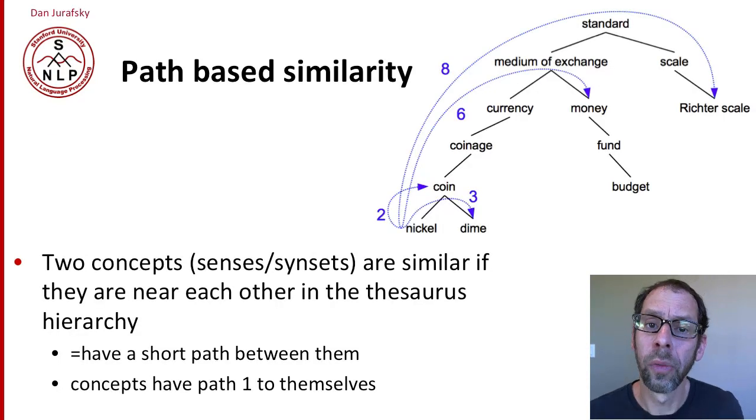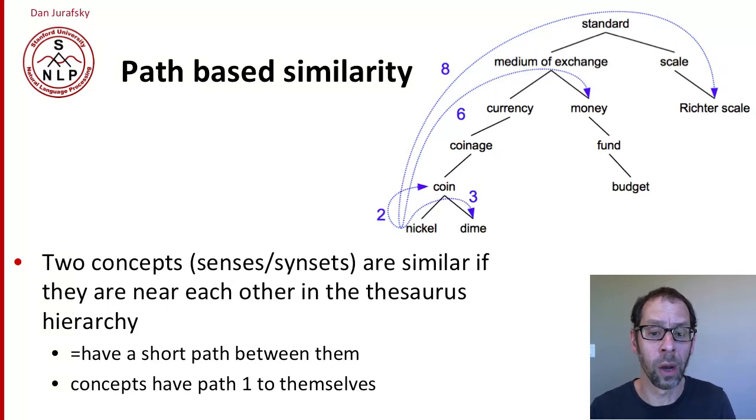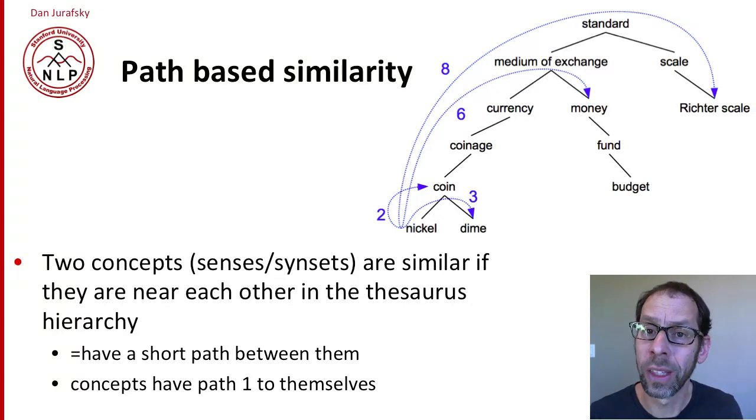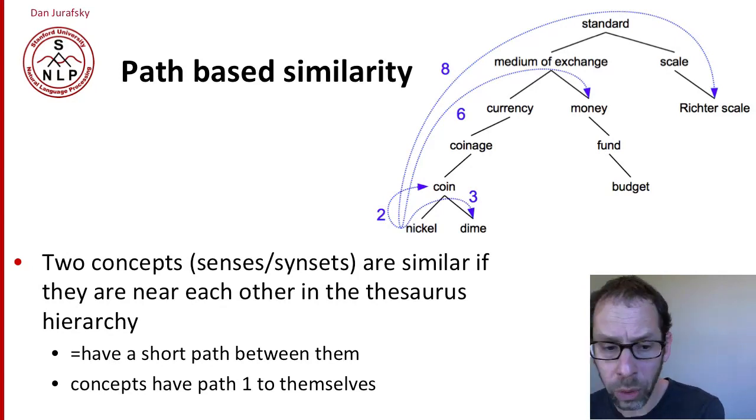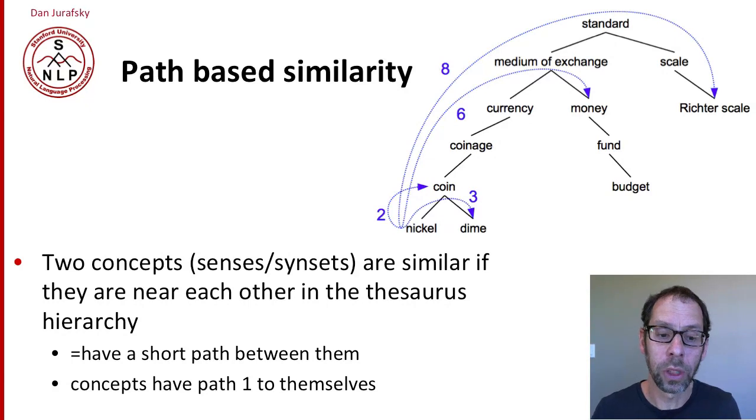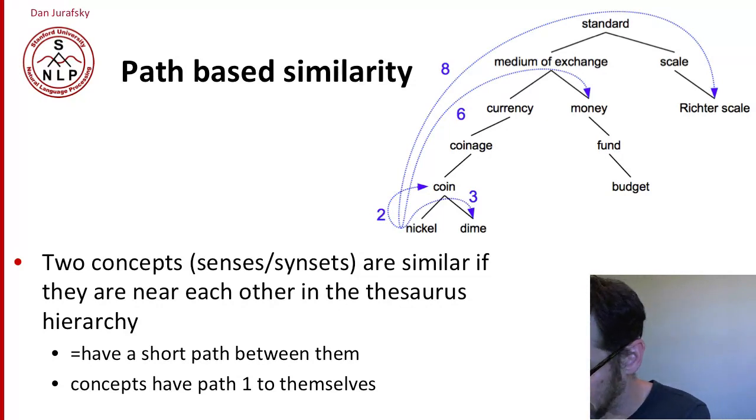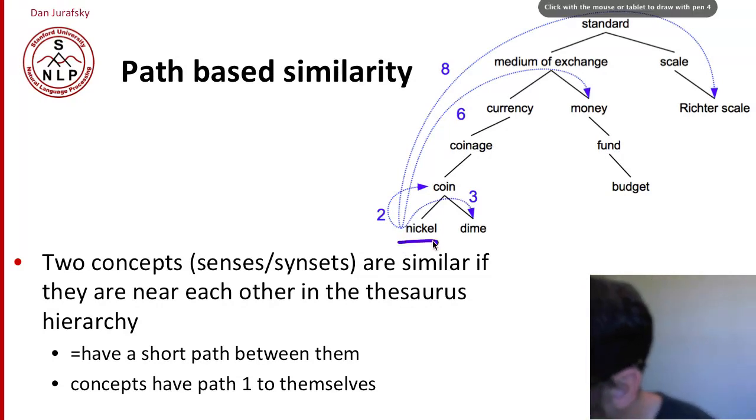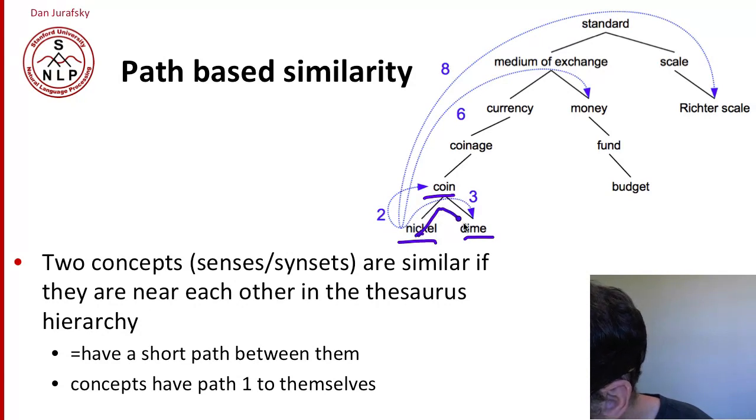The simplest of the thesaurus-based similarity algorithms is called path-based similarity. I'm giving you a little picture here of the WordNet hierarchy. Here we say two concepts, two senses or synsets, we'll call them concepts for now, are similar if they're near each other in this thesaurus hierarchy. By near each other, we mean have a short path in between them. And we'll define path length somewhat unusually. We'll say a concept has a path length 1 to itself and 2 to its nearest neighbor and so on. So the concept nickel has a path length 1 to nickel, 2 to coin, and 3 to dime, because it goes 1 for nickel, 2 to coin, 3 to dime.